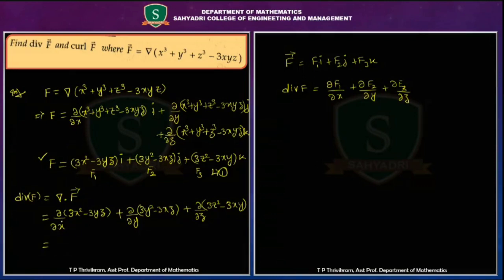Gautam Krishna, can you tell? Yes, sir. 6x plus 6y plus 6z. So this is the value of divergence of f, where f is a vector quantity. Clear? Any doubt here in using divergence f? Differentiate the i quotient with respect to x, the j quotient with respect to y, and the k quotient with respect to z. That's it.